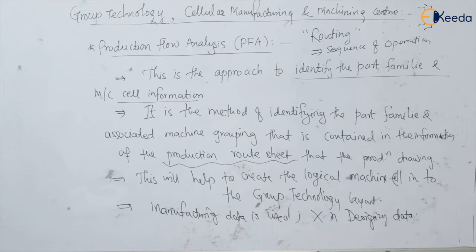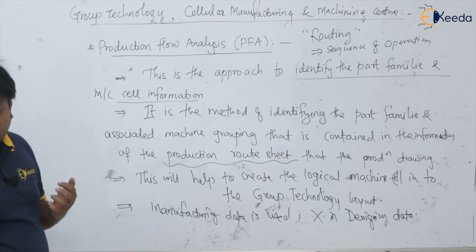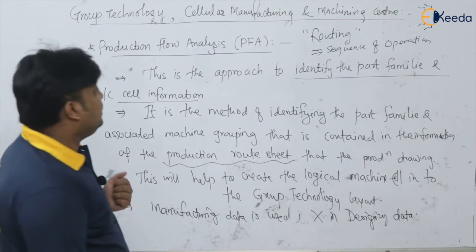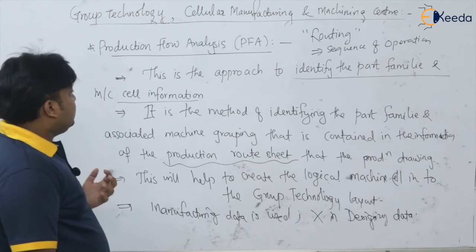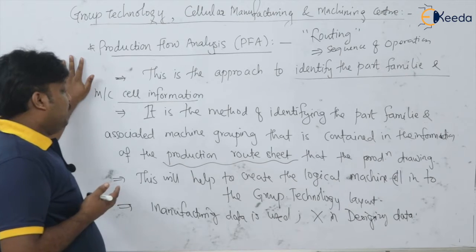from the pattern, the data in this PFA chart related to the grouping are identified and rearranged into the new pattern that brings together the packs with similar machine sequence. So this is actually the cluster analysis that is used in the production flow analysis.